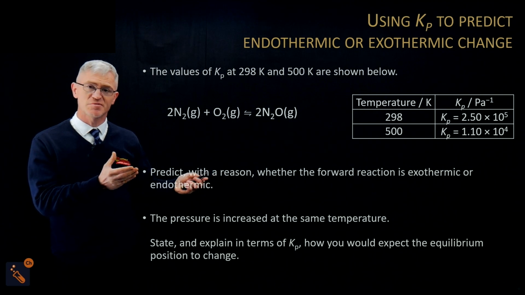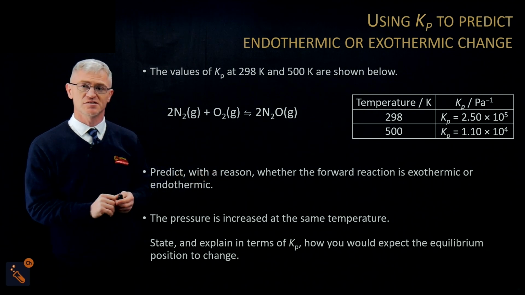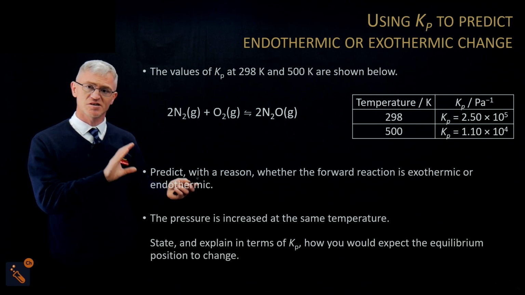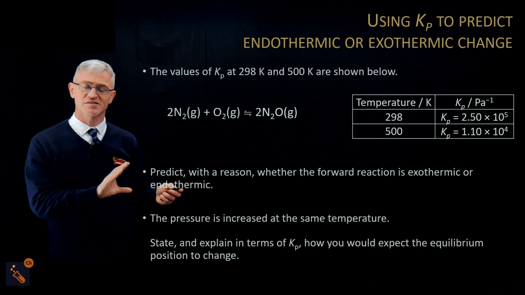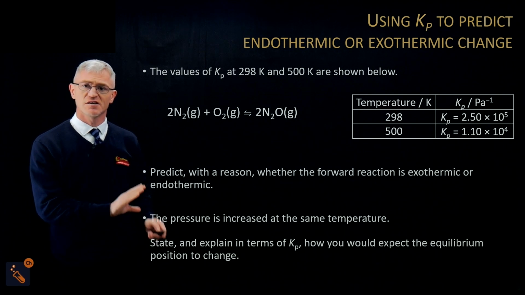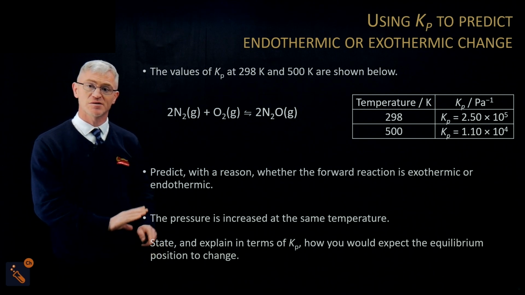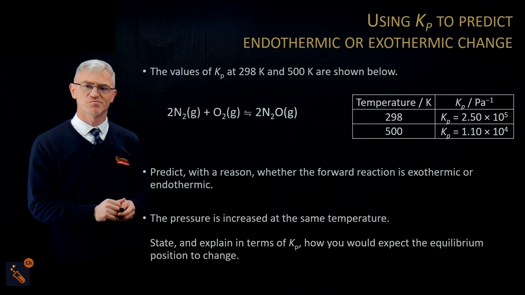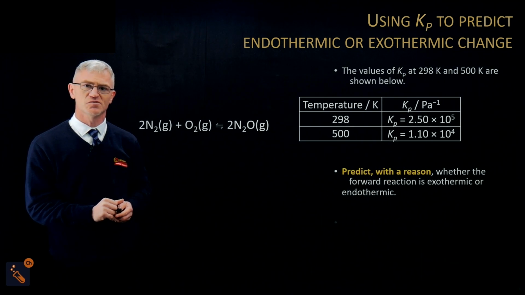Notice the Kp values have changed because temperature changes the value of Kp. Now if you look here, predict the reason why or whether the forward reaction is exo or endo, we'll go through that first. Okay, and then the pressure increased at the same temperature, state and explain. So this state and explain is really important. So we're going to go through that first of all.